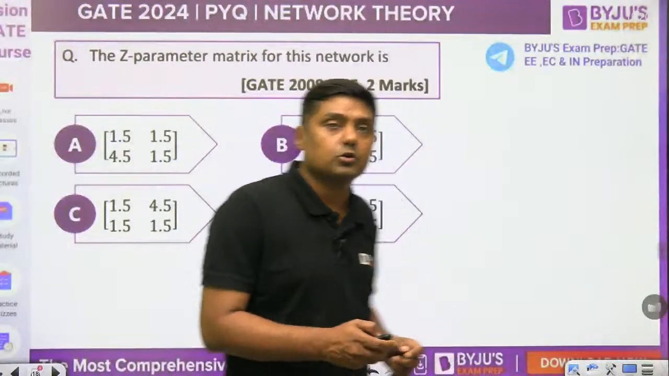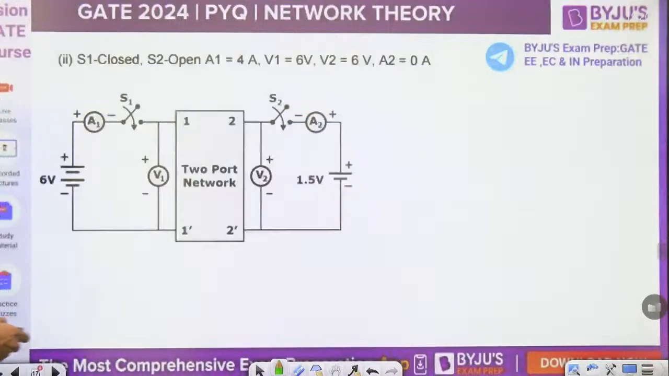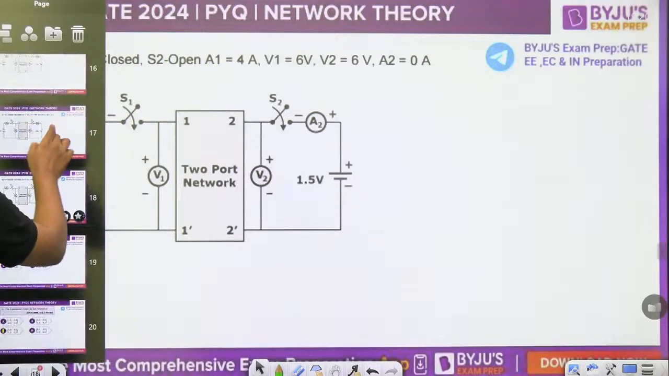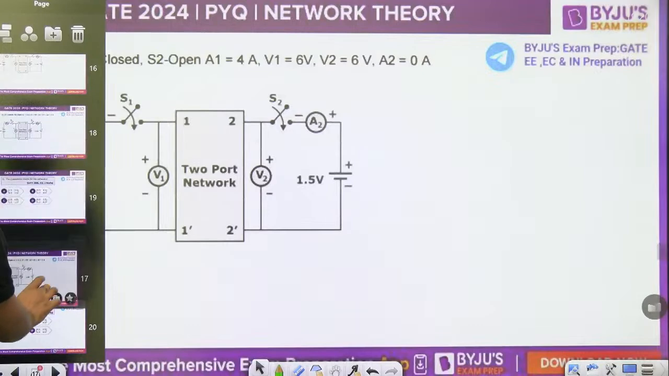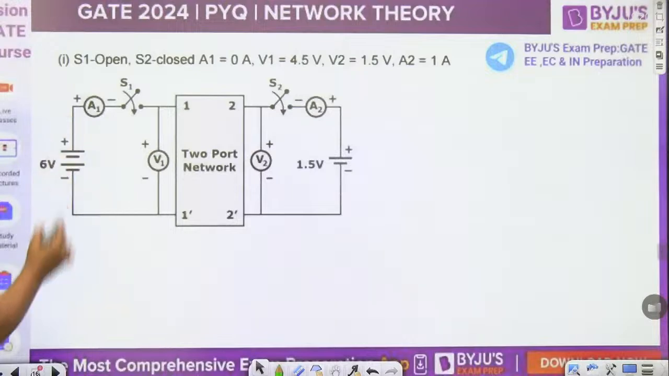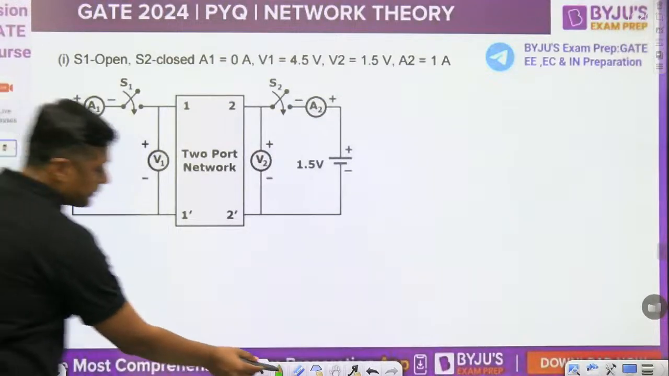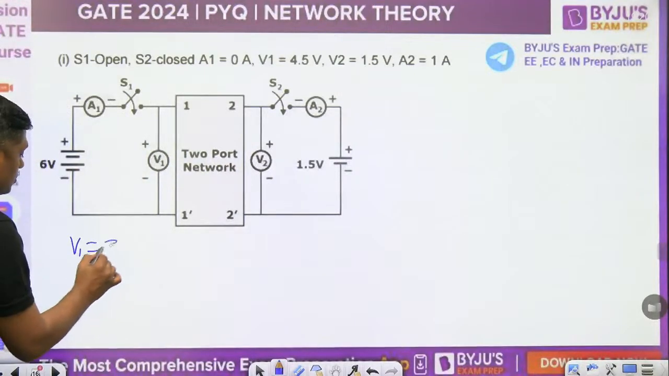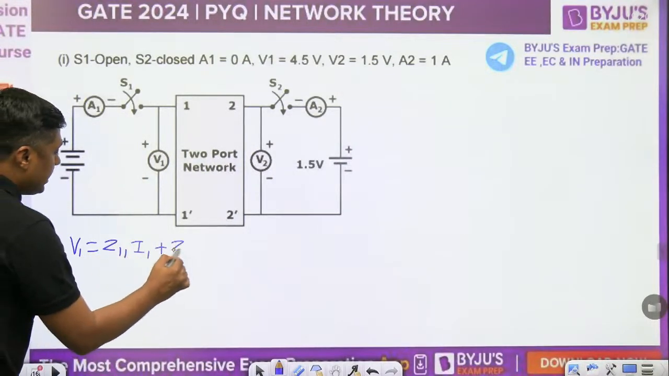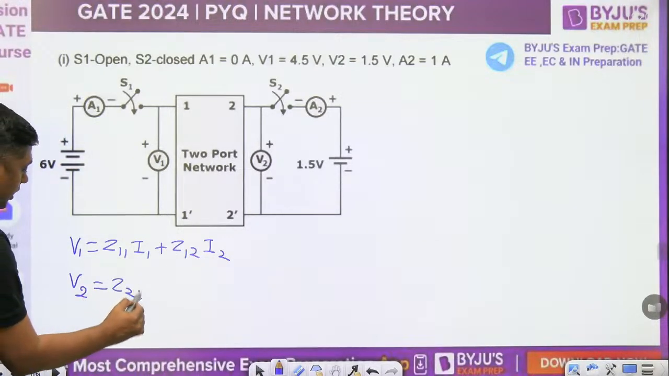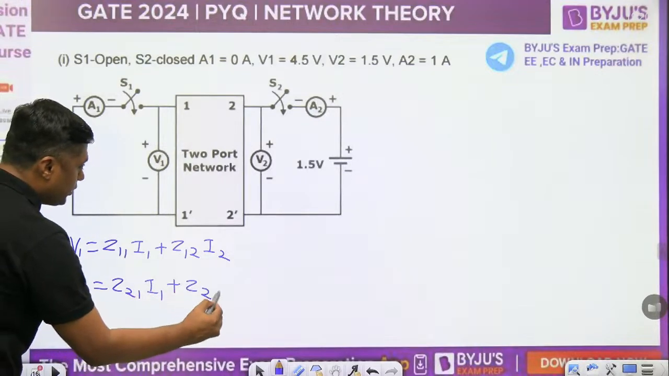This is a very, very simple question. I am going to give you the answer. What are the Z parameters? In the first diagram, watch this. Because S1 is open, you can write V1 is equal to Z11 I1 plus Z12 I2, and V2 is equal to Z21 I1 plus Z22 I2.